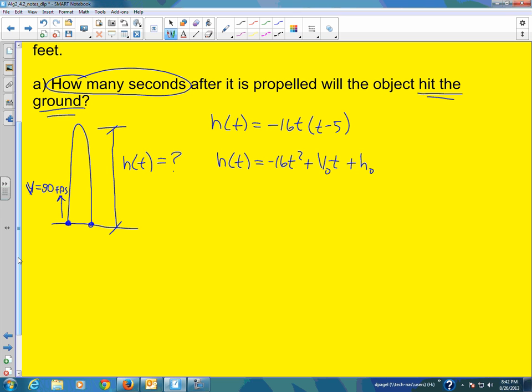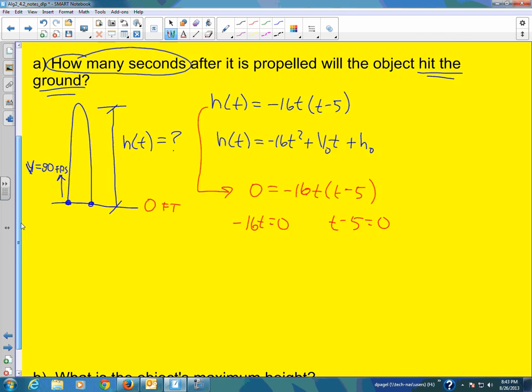And so how do I use the intercept form to help me answer this question? How many seconds until it hits the ground? Well, I know that at the ground, which is where it started, I have 0 feet if I'm using this ground level as a datum line. And so if I'm back at the ground at 0 feet, that must mean, again, we're going to use the intercept equation. I know that 0 is equal to negative 16t times (t minus 5). Well, if that's the case, the zero product property says set each of those factors equal to 0. And let's go find out what t is.